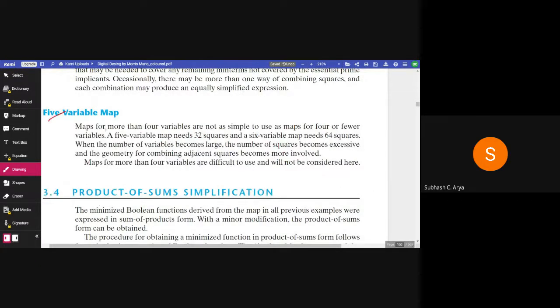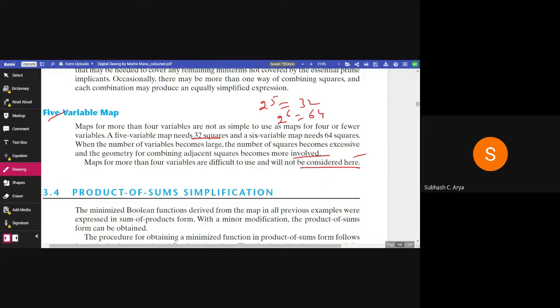Now, five variable K-map. Maps for more than four variables are not as simple to use as maps for four or fewer variables. A five variable map needs 32 squares, meaning 2 to the power 5 is equal to 32, and a six variable map requires 64 squares. When the number of variables becomes large, the number of squares becomes excessive, and the geometry for combining adjacent squares becomes more involved. So maps for more than four variables are difficult to use, and we will not consider them here.